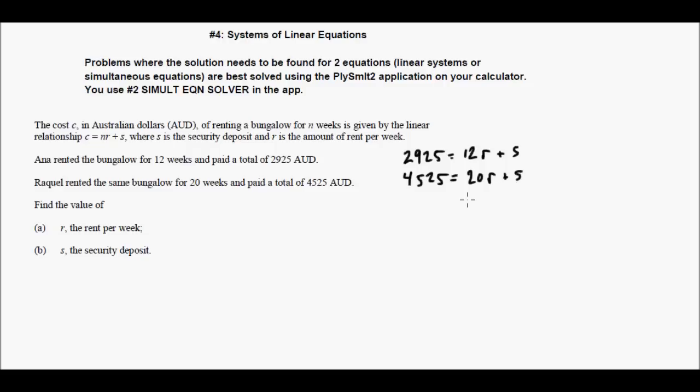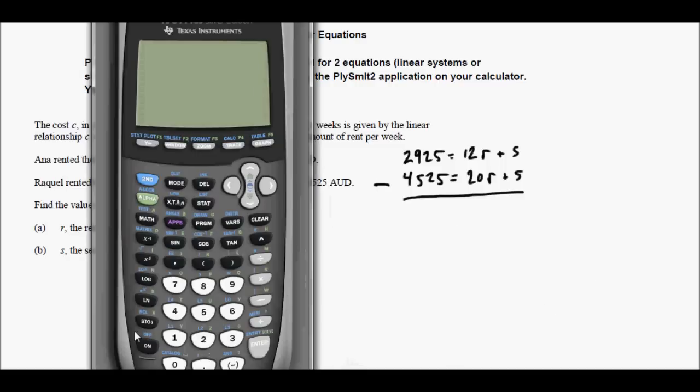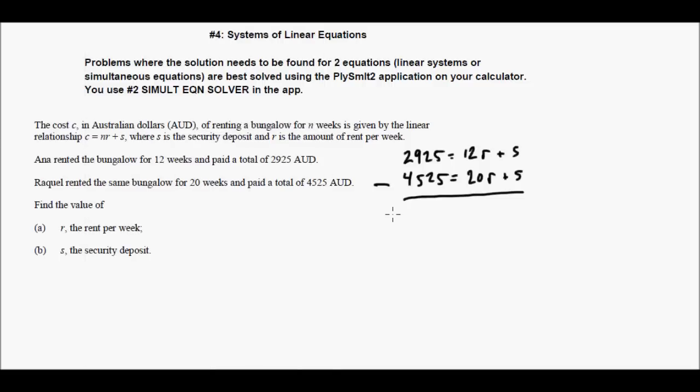Now, this is actually a really easy one because you can subtract them and the S goes away. So let me do it algebraically. If you subtract this, what would you get? 2925 minus 4525 is negative 1600. Okay, that's fine. Negative 1600 equals negative 8R. So we divide by that. So R is going to equal 200.